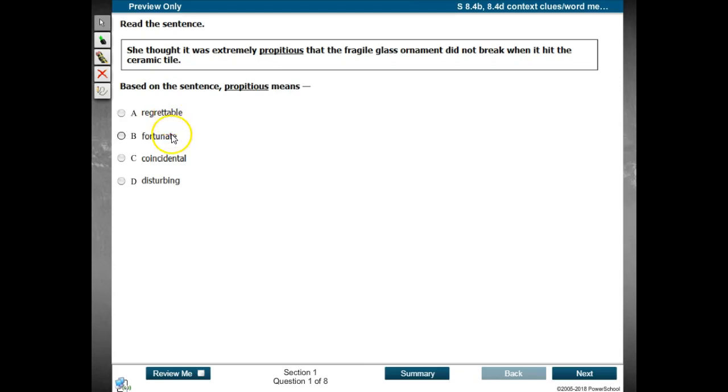Is it regrettable, fortunate, coincidental, or disturbing? And once you've narrowed it down, it's probably not this, because that's bad. It's probably not this, because that's bad. So is propitious fortunate or coincidental? Which one is more positive? And that's how you use context clues to figure out the meaning. So answer number 1.